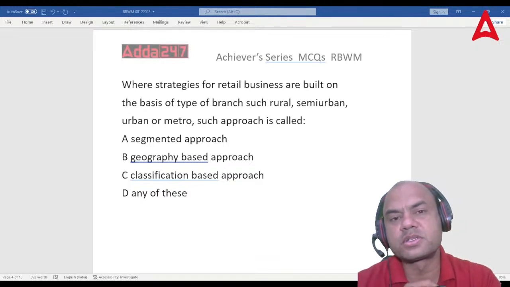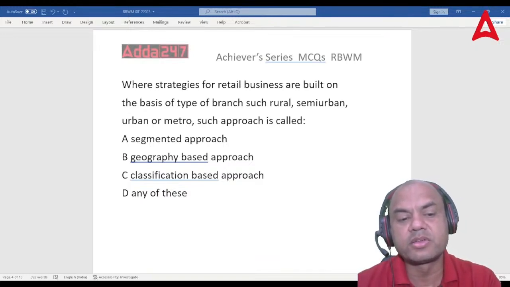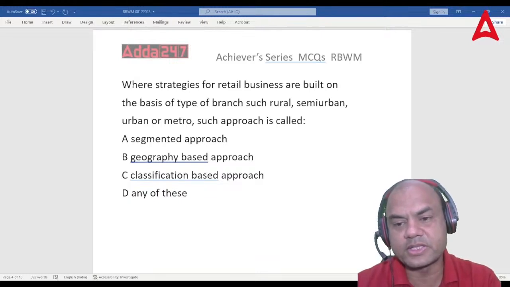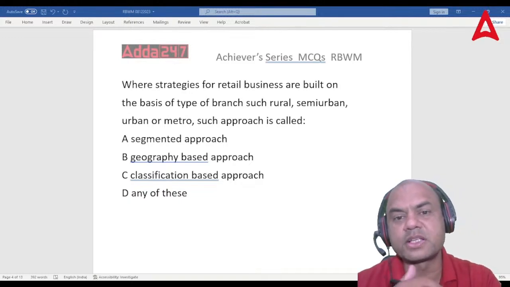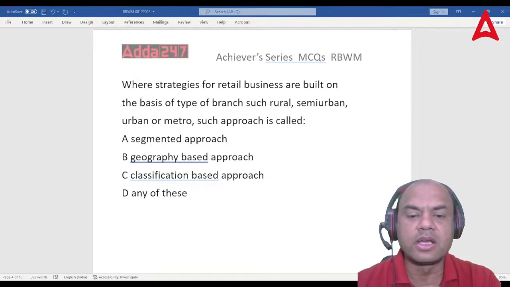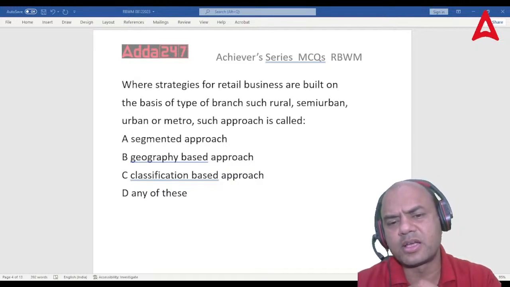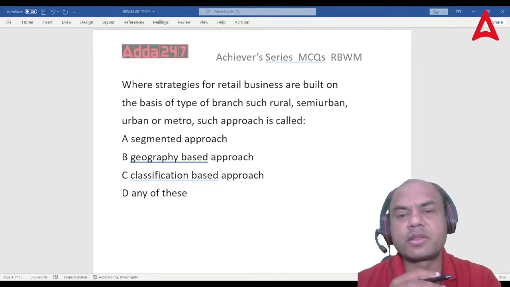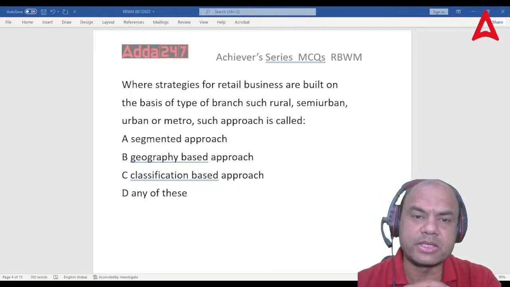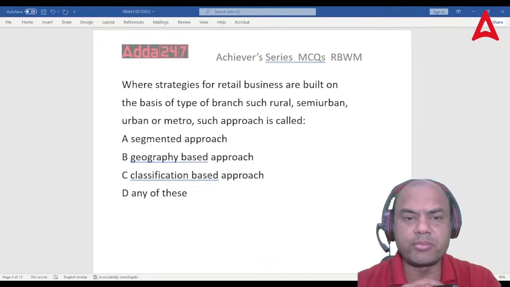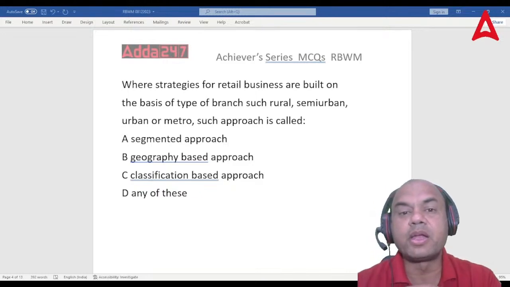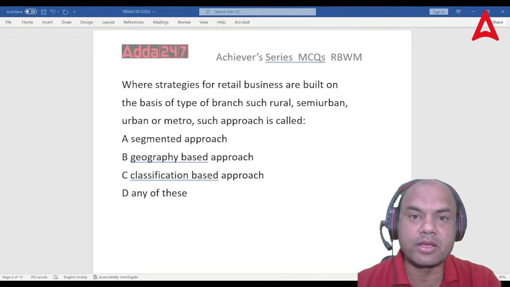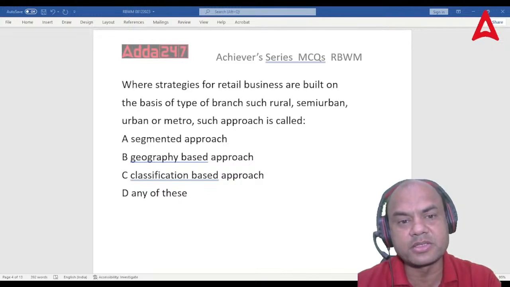So this approach is called as what? Segmented, geography-based, classification-based. Just now I gave you the example of geography-based, right? Geography-based means it will be based on geography. I'm having the branch in Maharashtra, I'm having the branch in J&K, I'm having the branch in Punjab, Haryana, MP. This is geography based. Segmented means depending on the customer segment. I'm having a NRI branch, I'm having a MSME branch. This is segmented.